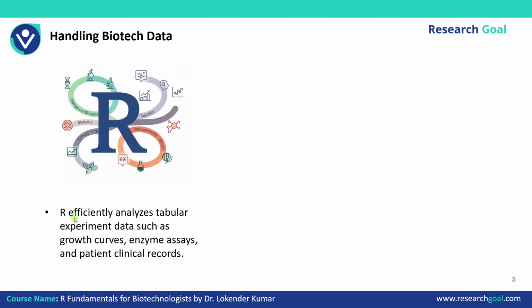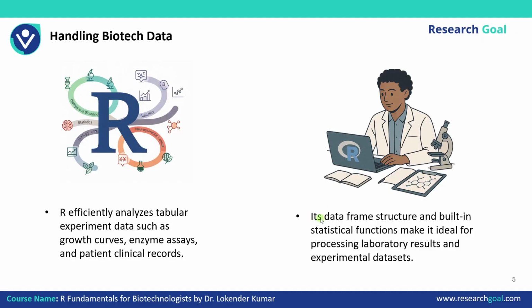Point number 1 is R efficiently analyzes tabular experimental data, such as growth curves, enzyme assays, and patient clinical records, because all that data is tabular data. Lots of experimental data is tabular data, so it can handle that particular data very effectively. Second one is its data frame structure and built-in statistical functions make it ideal for processing lab results and experimental data sets. If you have a lot of data and you want to analyze the data, there are lots of built-in statistical functions that you can use in R.